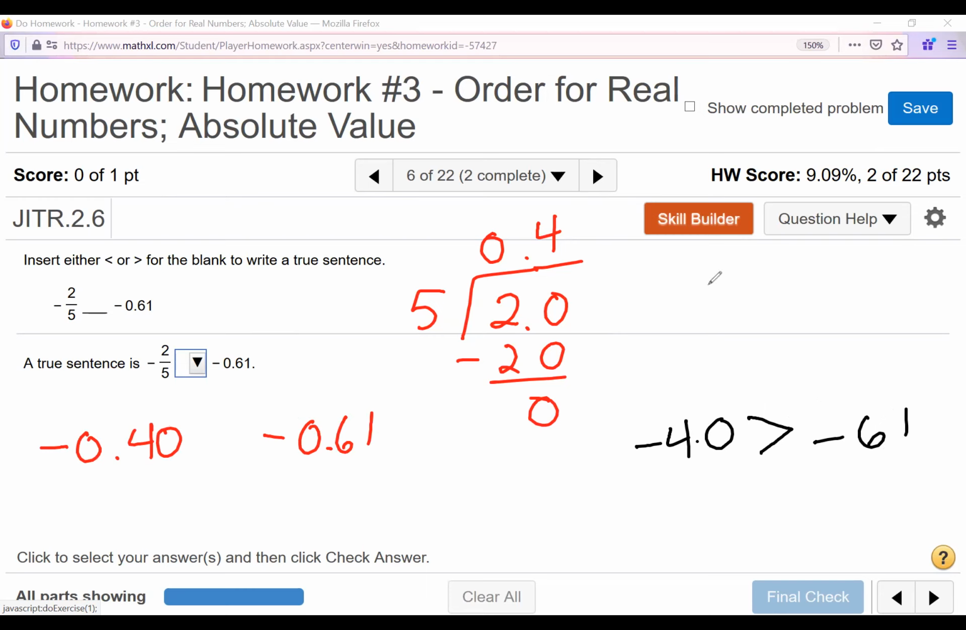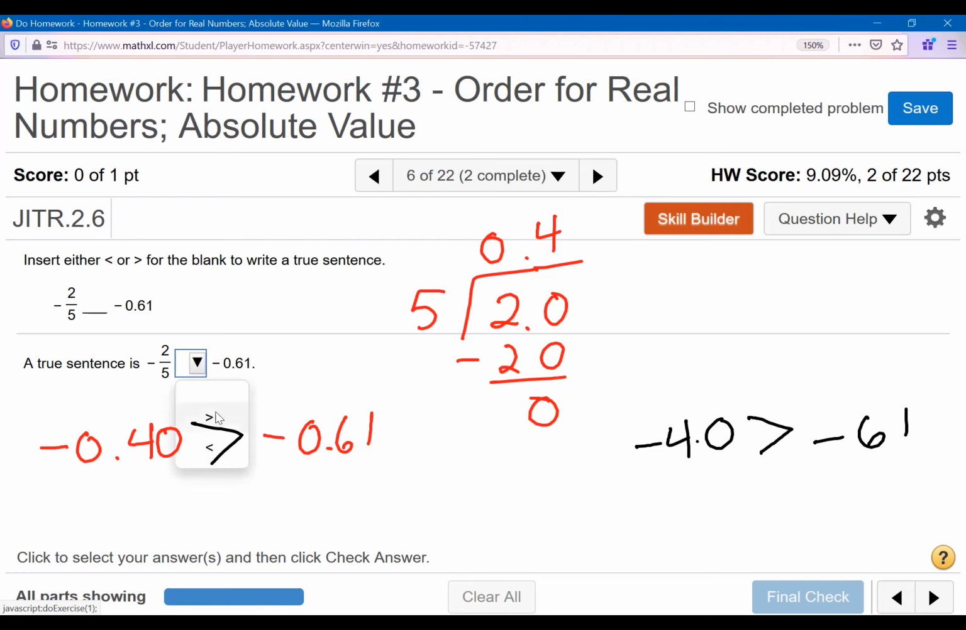Now I know I just talked about these as if they were integers and not decimals, but it's really the same idea. Negative 0.40 is going to be greater than negative 0.61 because it's a little further to the right on the number line and closer to, yeah, further to the right on the number line. I'll leave it at that.